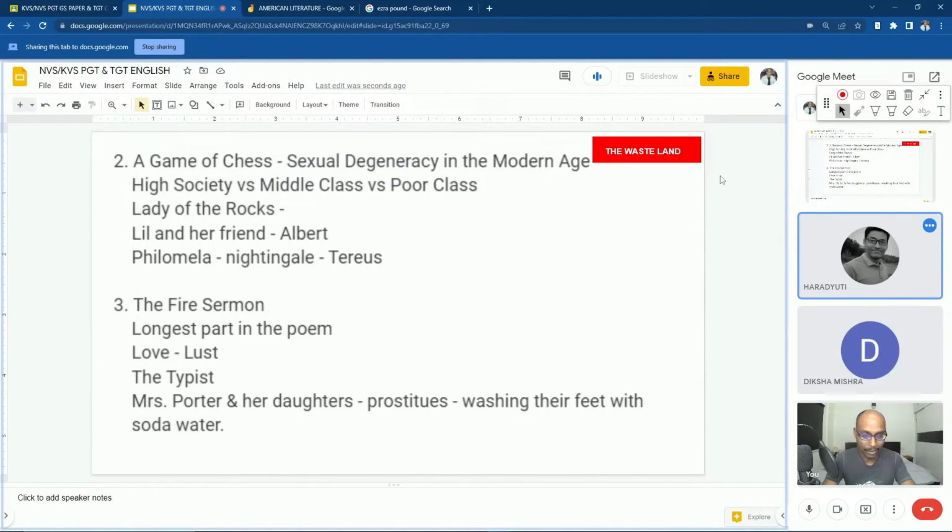Yes, sir. So the problem is not with the wasteland. The problem is not with the theme of the poem. The problem is that when this poem makes us see ourselves naked, we are not happy to see our original nature.